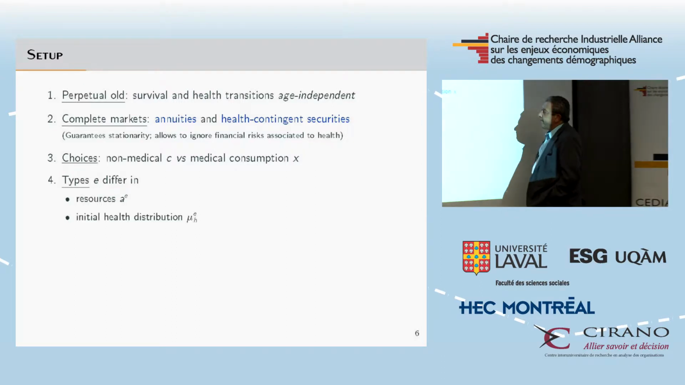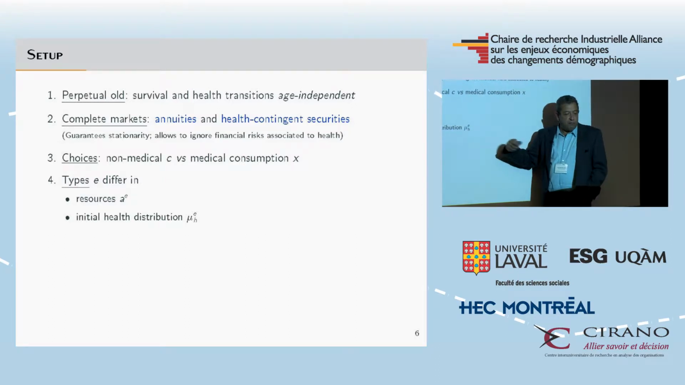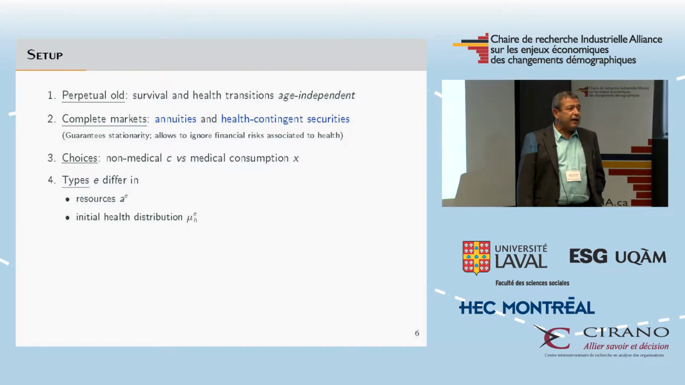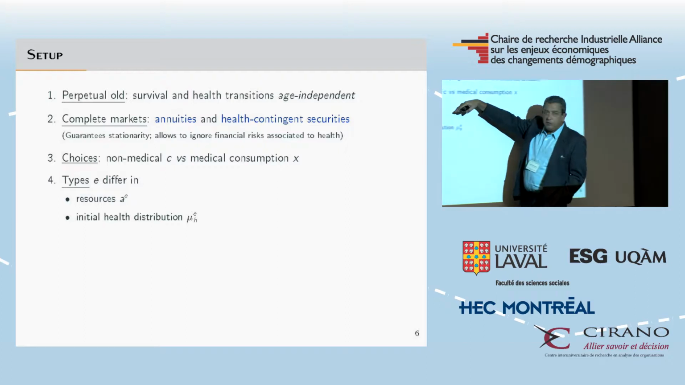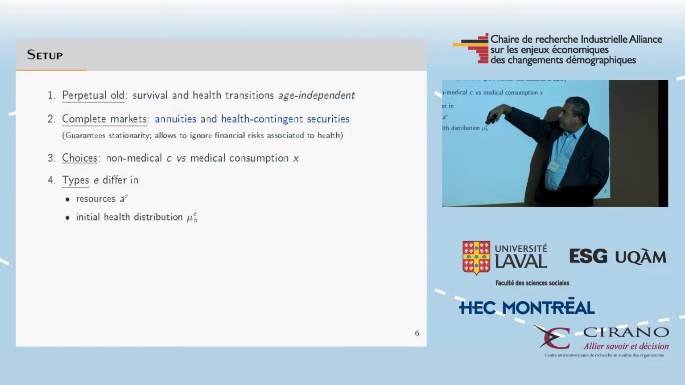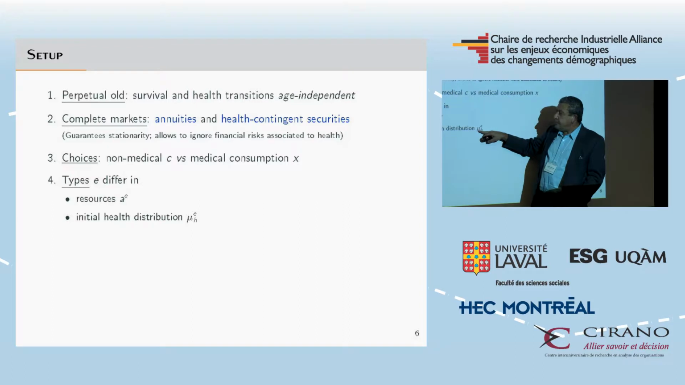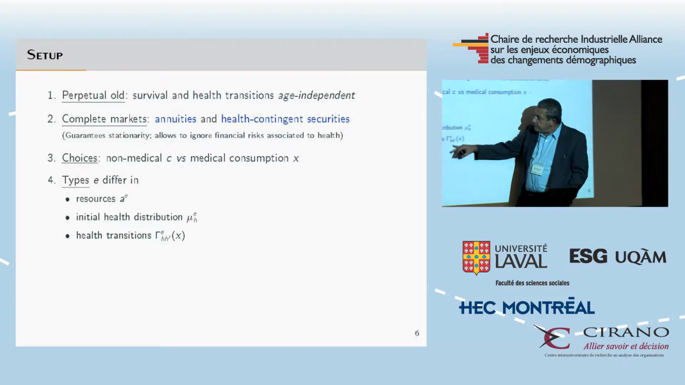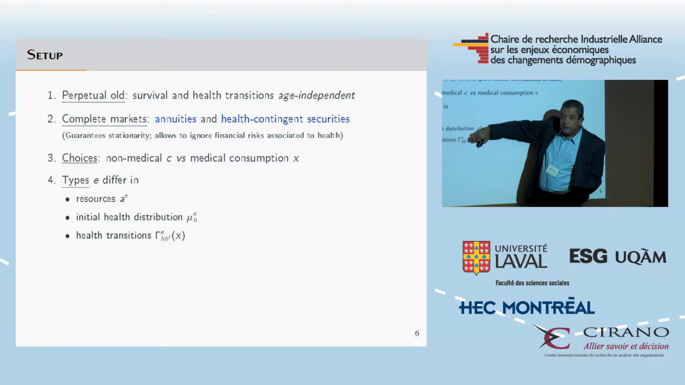So what is a type? Types will differ in resources and initial health. So think of the way exactly Bob described it before. People have self-assessed health, which turns out to be a fantastically accurate tool to forecast the evolution of health. So if you look at people at 50, they're going to have different amounts of wealth. They have different initial health. Think of this as, for each type, E is for education, the fractions of each type that have a certain health level. They're also going to differ in how health evolves by type. And we know the realized outcomes are very type dependent. This is something we know.